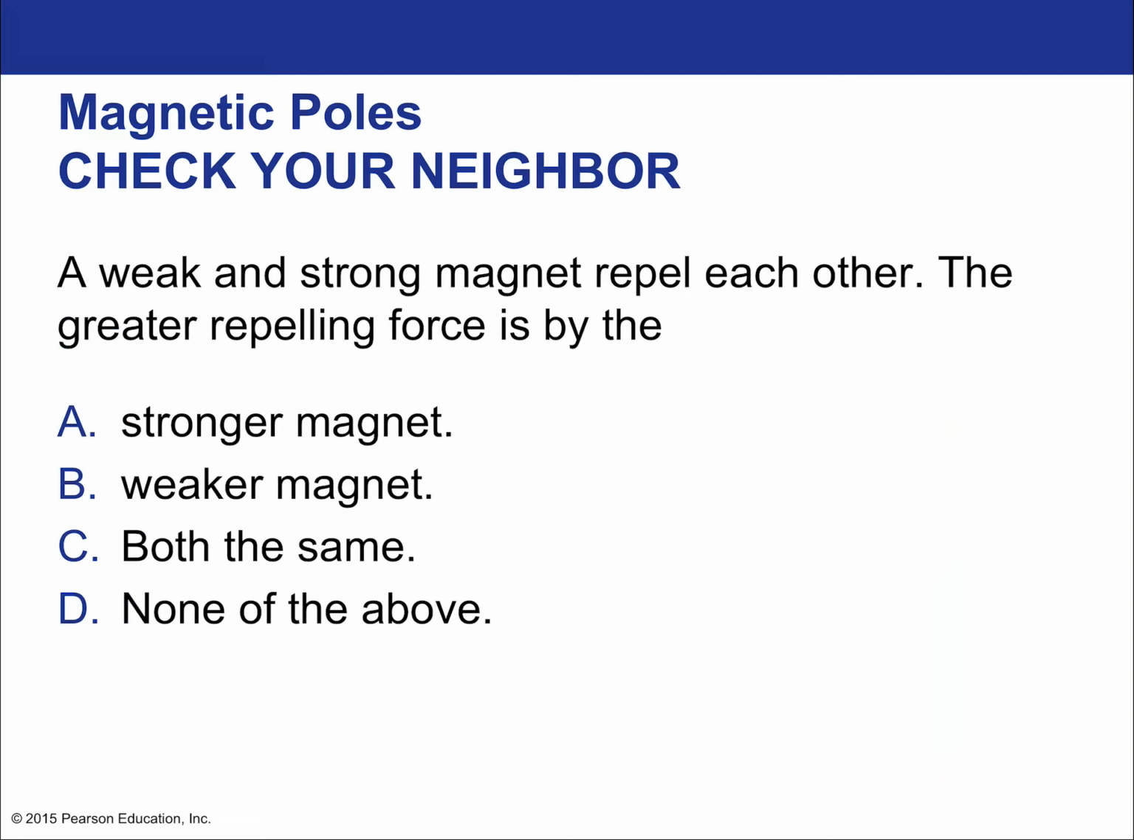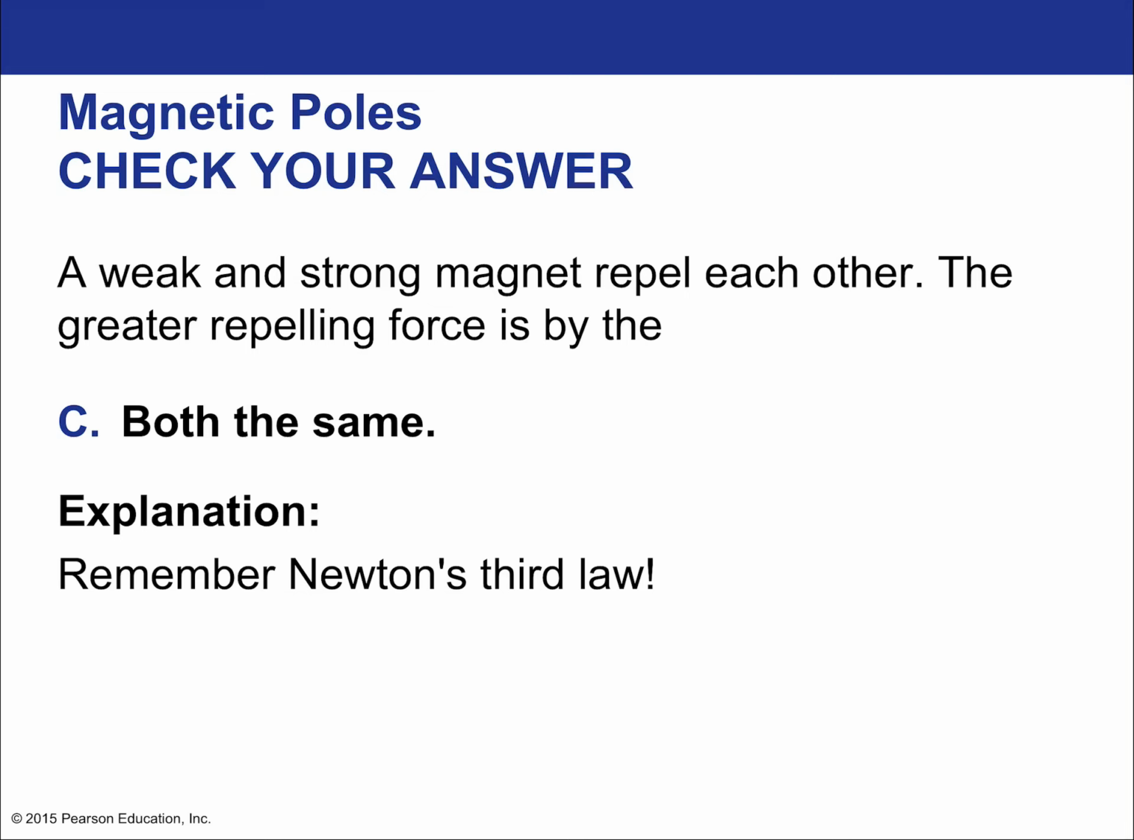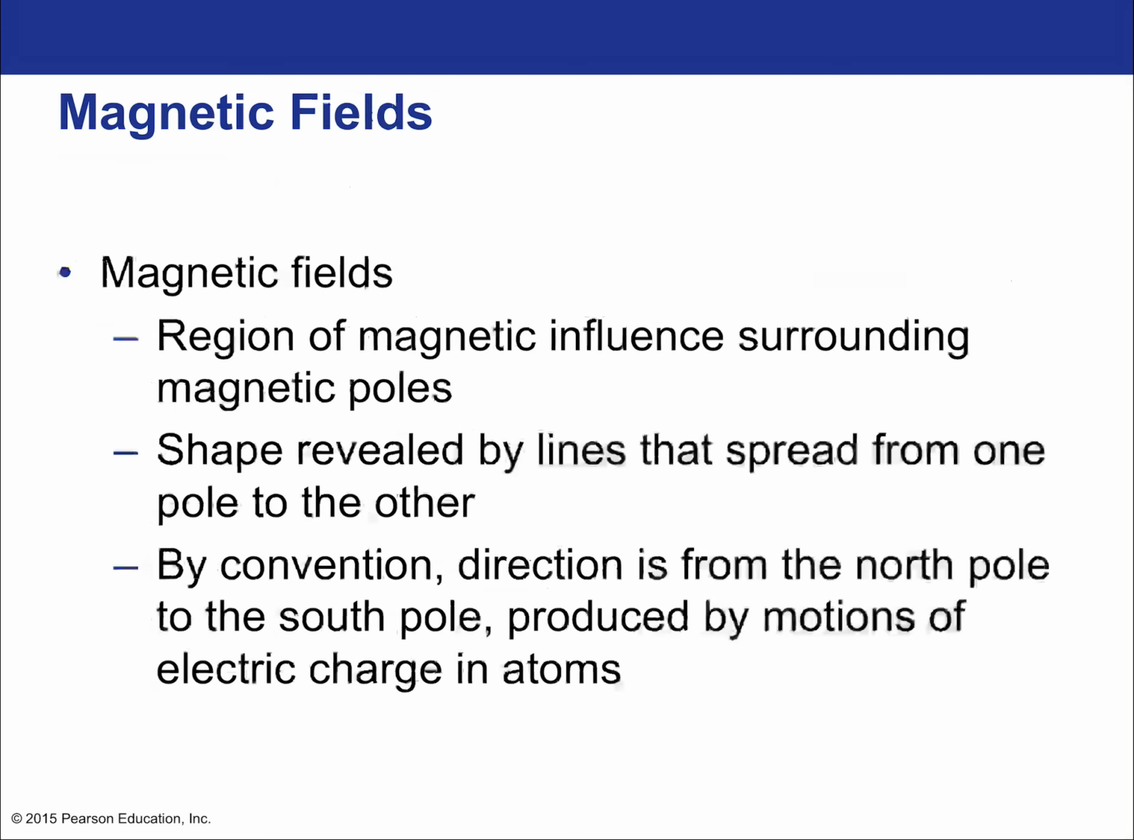All right, so a weak and strong magnet repel each other. The repelling force is the same on both. Think Newton's third law. All right, so magnetic fields, right? I mentioned this idea that magnetic fields are created by moving charges. Well, what are they? They're the regions of magnetic influence surrounding magnetic poles. Their shape is revealed by lines that spread from one pole to the other.